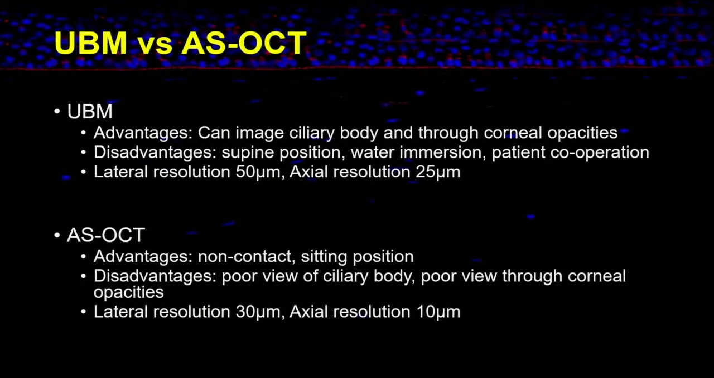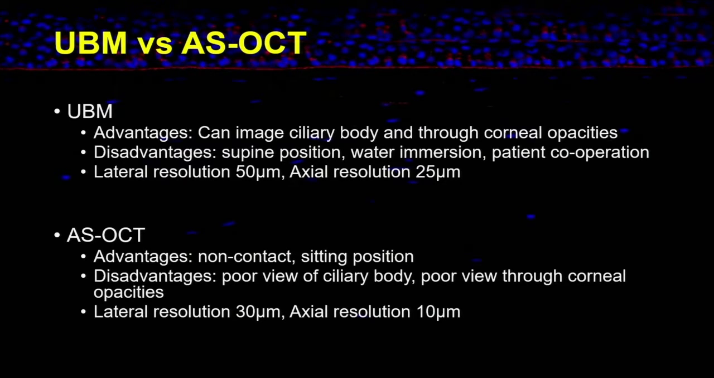So both these technologies are useful, but they do have different capabilities. With the UBM, it's great for imaging the ciliary body and through corneal opacities. The problem is that it requires the patient to be supine and uses water immersion, although there are newer devices that can get around this. But either way, you still need to have patient cooperation or a general anaesthetic to use it.